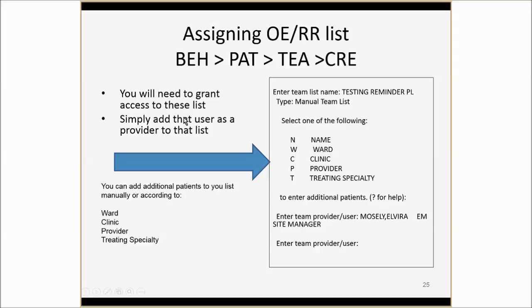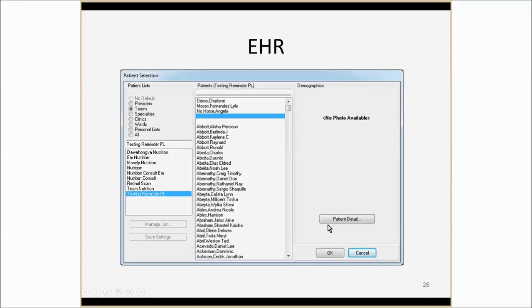But I'm just going to show you real quickly. You create the list, then you jump into the team provider, and you assign it to those providers you want to give access to this list. So when they go into EHR, they'll go into the team list area, and then there is my patient reminder list, and these are my 3 patients.